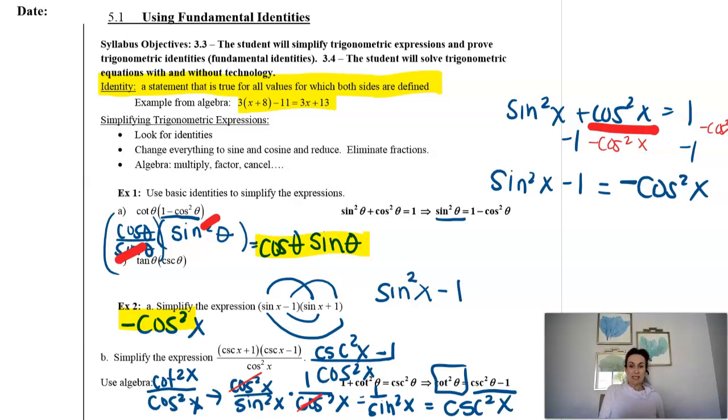And so you can see we took this expression, which was rather complicated, and we simplified it to cosecant squared x, which is what it's equal to.